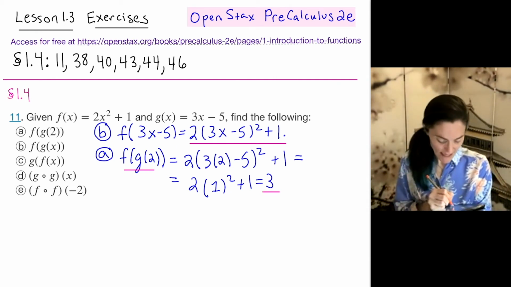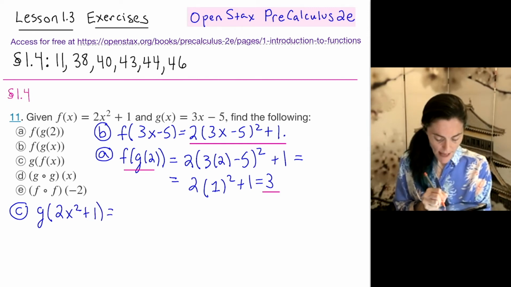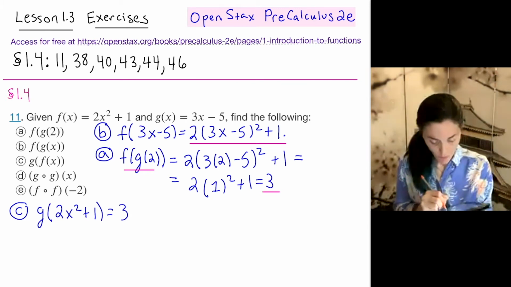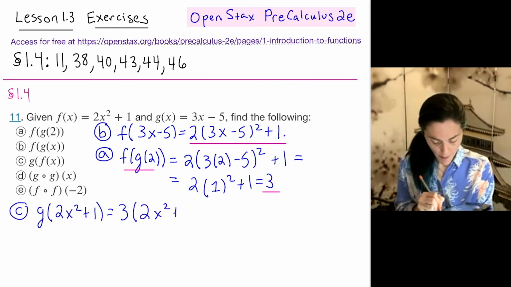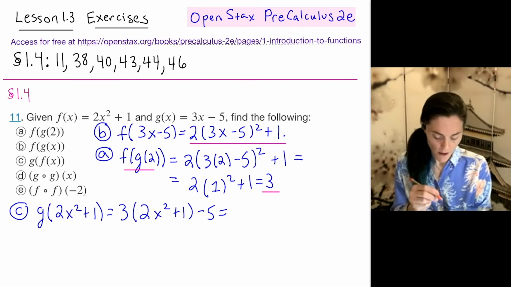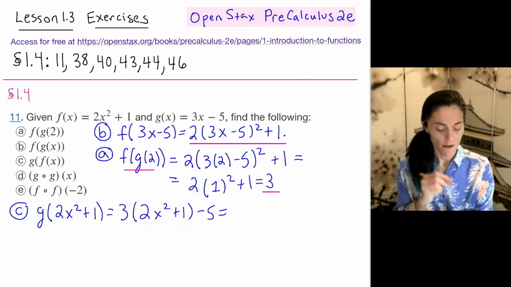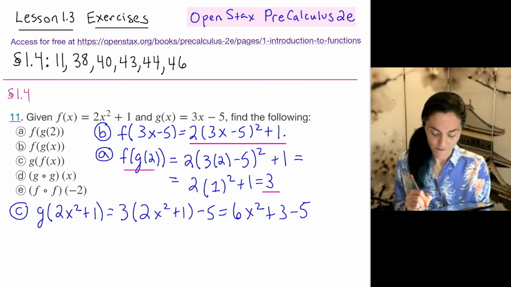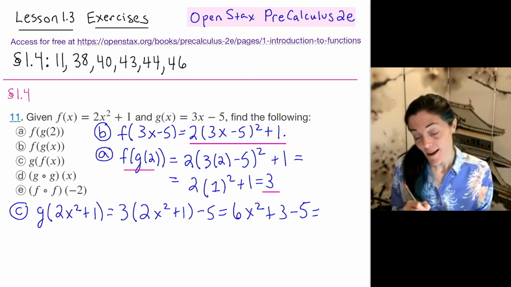Now, letter C. Here we want g of f of x. So this would be g of 2x squared plus 1. We put in 2x squared plus 1 for the x in g of x. We get 3 times (2x squared plus 1) minus 5. Here, I'm not squaring anything, all I need to do is distribute the 3. Maybe here I will simplify. We get 6x squared plus 3 minus 5, which is 6x squared minus 2.